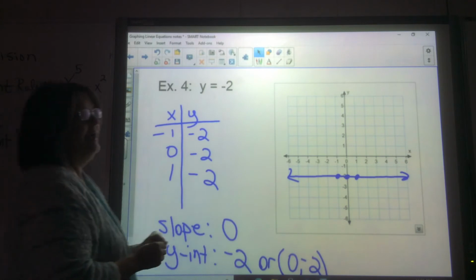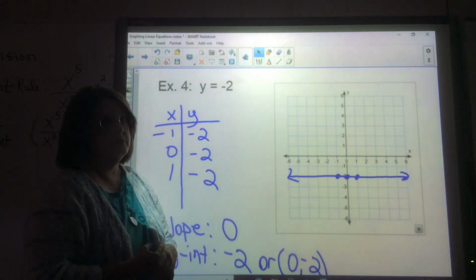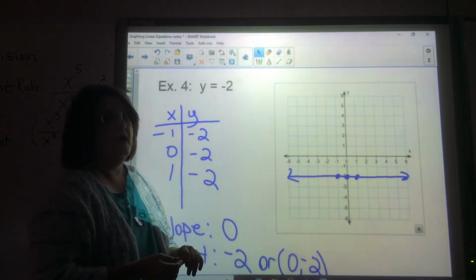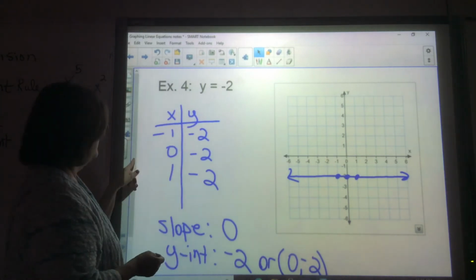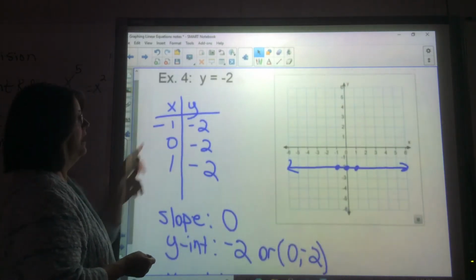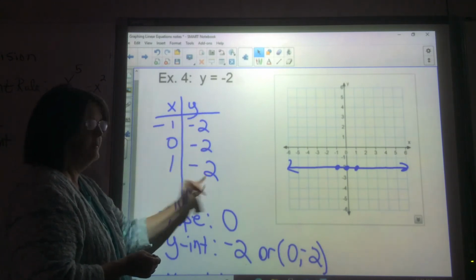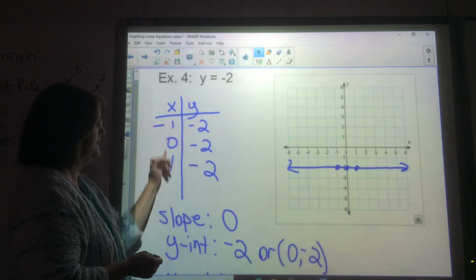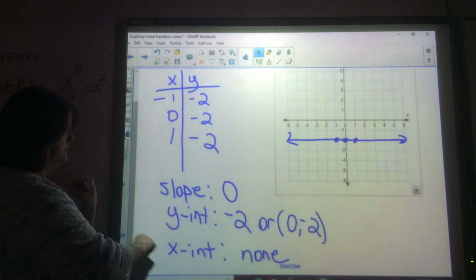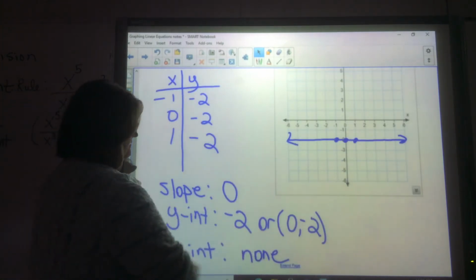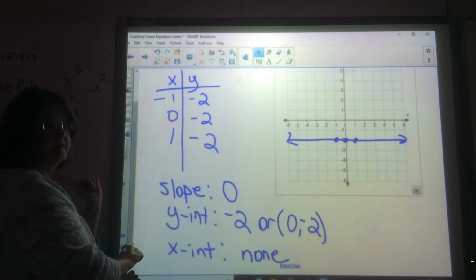Students get y equals a number and x equals a number confused all the time. If you will make yourself a table, you will never get it wrong. You will always get it right, because if it says y equals -2, that just means y is always -2. And make x anything you want it to be. And there you are. This has a 0 slope. Its y-intercept is at -2, and it does not have an x-intercept because it's not going to cross it.